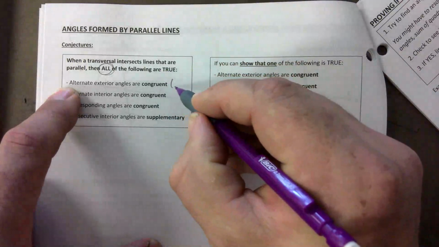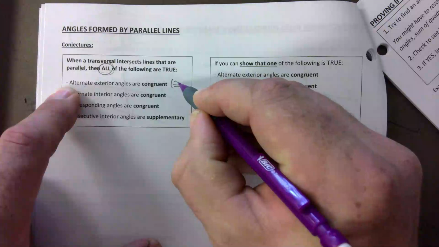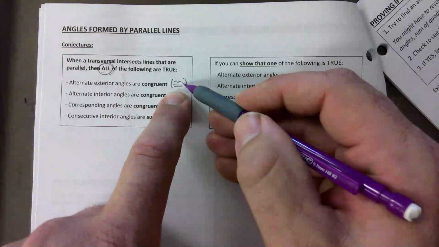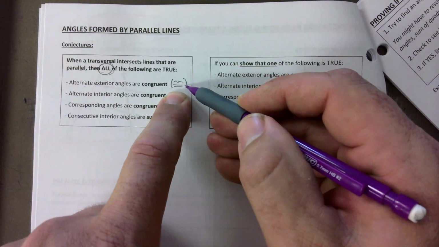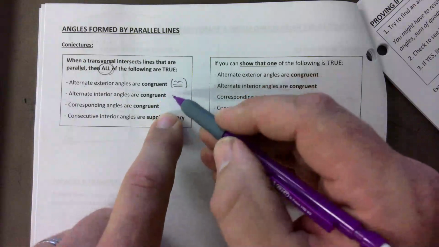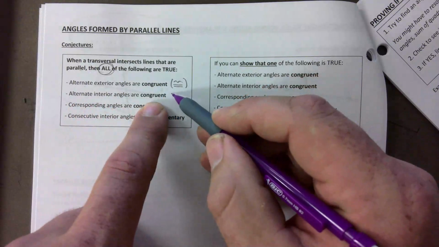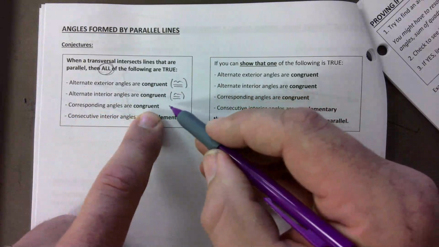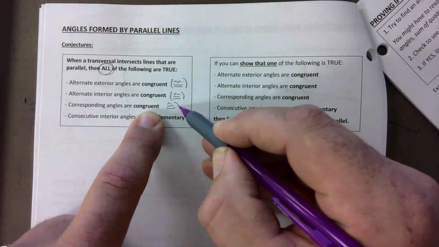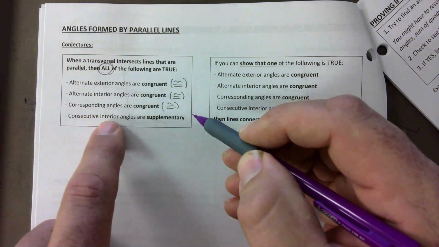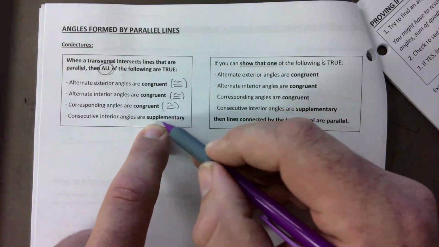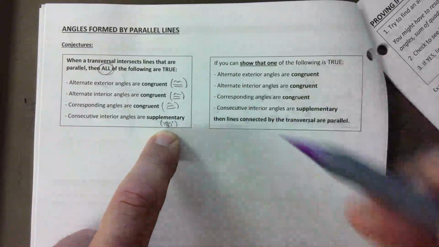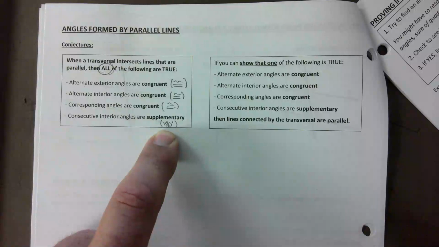The symbol for congruent, I don't know if you kept watching, you probably saw that. Equal sign with a wave on top is congruency. It just means they're the same. Alternate interior angles are congruent. Corresponding angles are congruent. Consecutive interior angles are supplementary, so they add up to 180 degrees. So that's the only one that is not equal to each other. Okay.